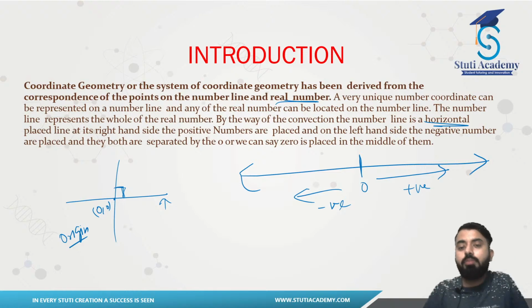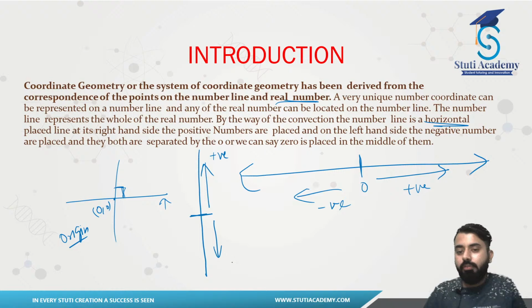Now if I just draw a vertical line here, if I just tilt this over and represent this vertically, above 0 every value will be positive, and below 0 every value will be negative. So this is 0 again.